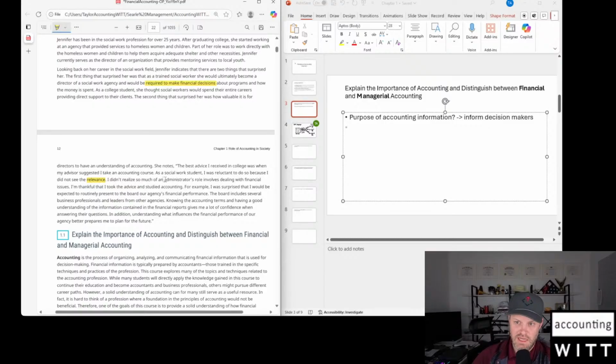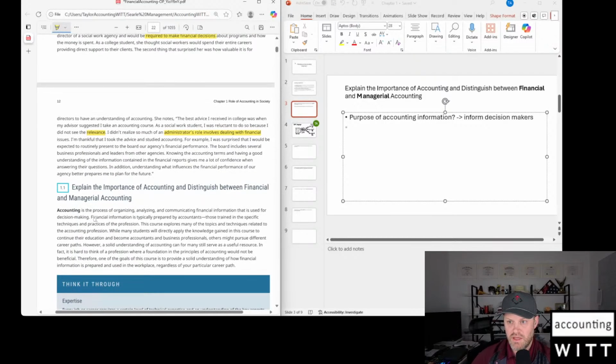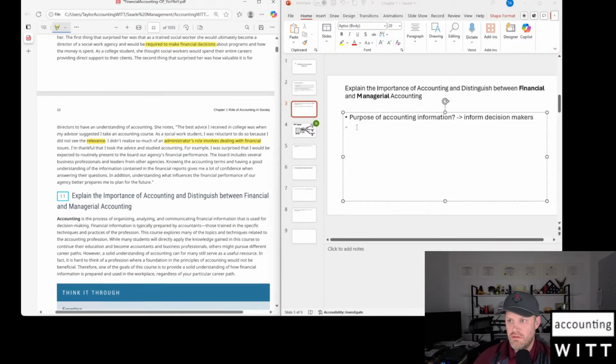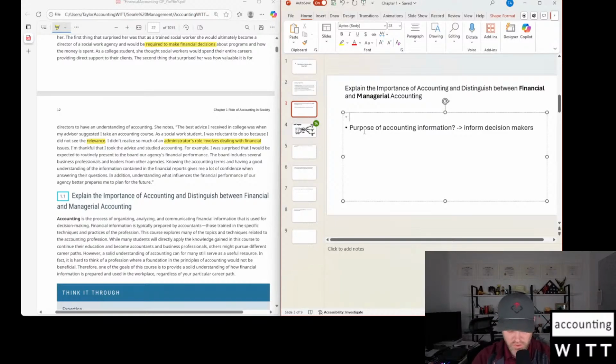So any kind of administrative role, managerial, usually involves dealing with financial issues. So luckily the person in this story studied accounting. Okay, so, all right, so step 1 in this book is, it is important to understand accounting as a decision maker.